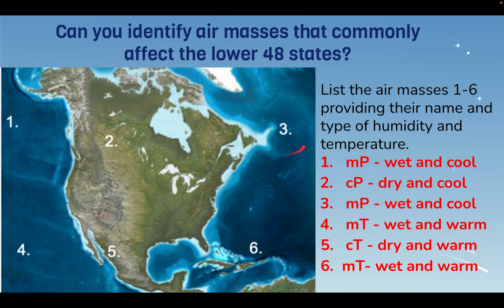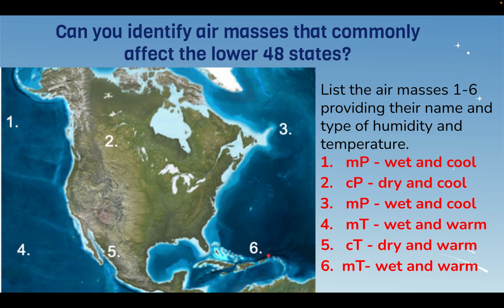Next up, number 3. Number 3 is a very similar situation as number 1. We have maritime polar here as well. That will be wet because it's forming over the ocean, and it will be cool because it is in a colder latitude region, higher latitudes. All right, let's move on through 4, 5, and 6.